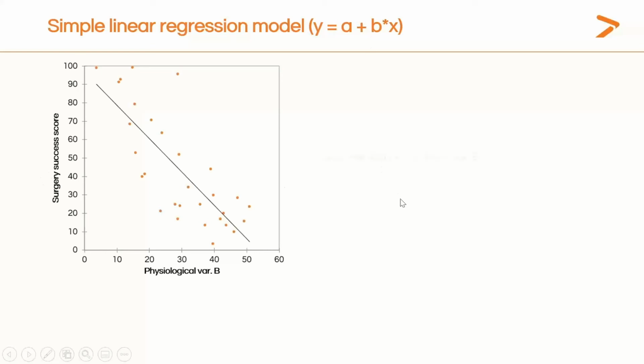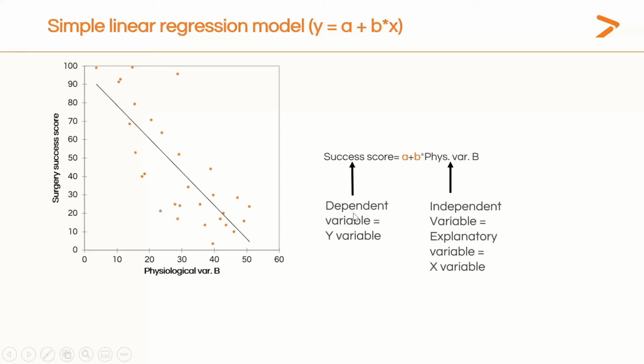Now let me rewrite this by using real variable names. Success score equals a plus b multiplied by physiological variable B. This is the dependent variable, which is also called the y variable. This is the independent variable, also called explanatory or x variable. a and b are the regression model parameters or coefficients. How can we interpret a and b? a will be the intercept. It will be the y coordinate of the intersection between the model line and the y-axis.